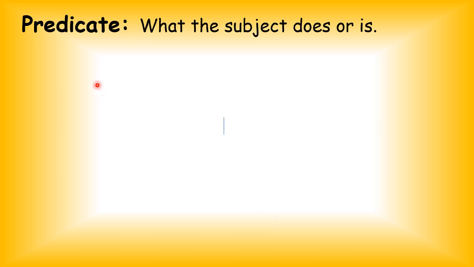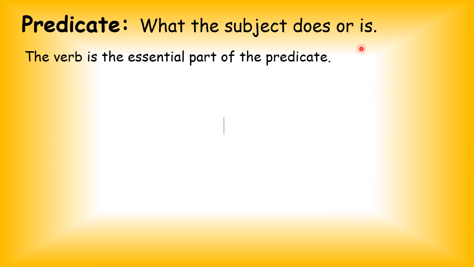Now let's talk about the predicate. Predicate, what the subject does or is. Predicate gives us information about the subject in a sentence. Predicate helps us to know what the subject does or what the subject is. Is it clear, children? Remember one thing. The verb is the essential part of the predicate. Means the verb is a very important part of the predicate.